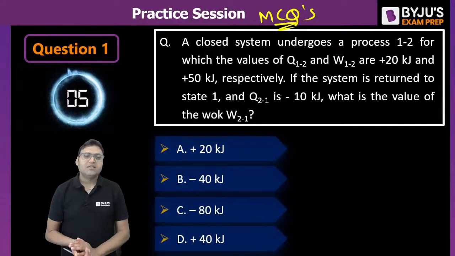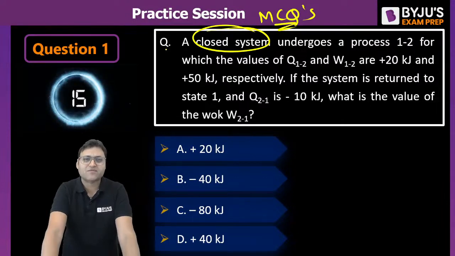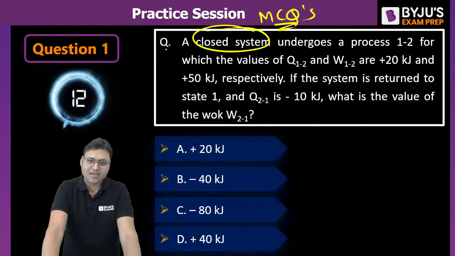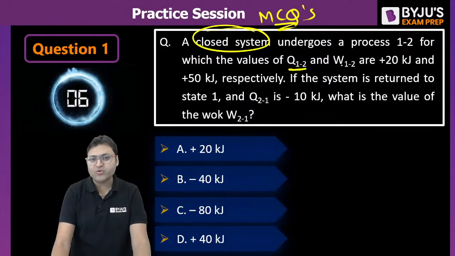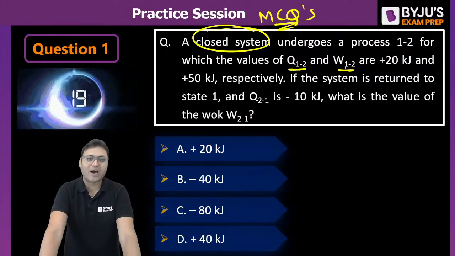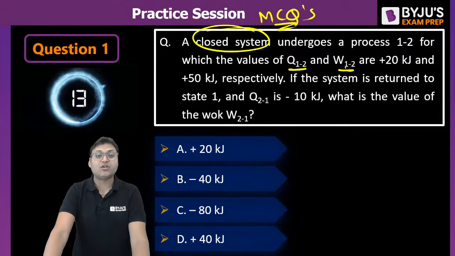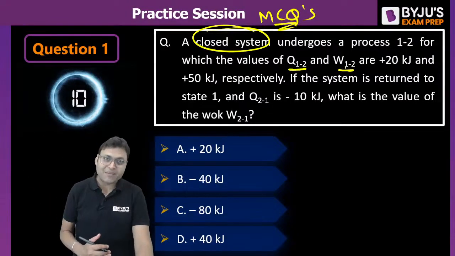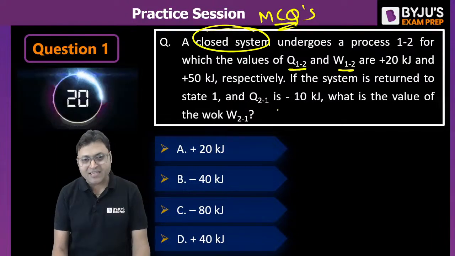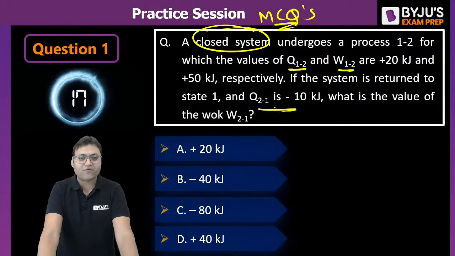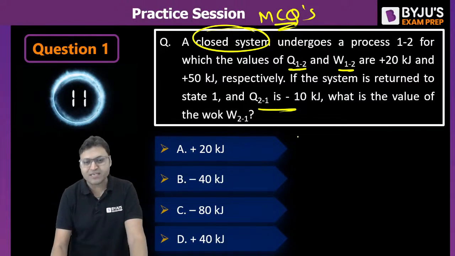The question says a closed system. What is a closed system? When no mass transfer takes place from the system to the surroundings or vice versa. The closed system undergoes a process from 1 to 2 for which the heat transfer Q1-2 and the work transfer W1-2 are given as 20 kilojoule and 50 kilojoule respectively. Now, if the system is returned to state 1, it means the system is undergoing a thermodynamic cycle, and for the reverse process, the heat transfer is minus 10 kilojoule. What will be the work transfer in the process 2 to 1?